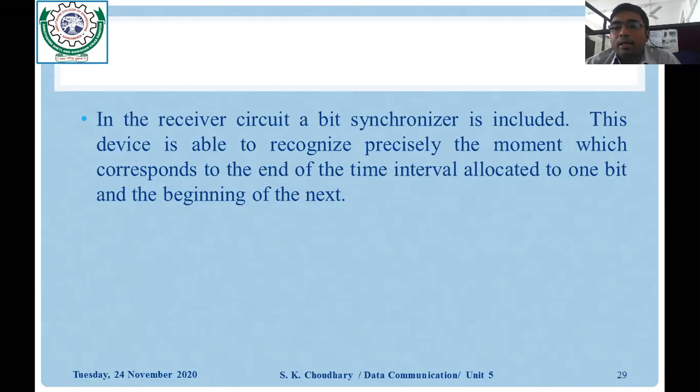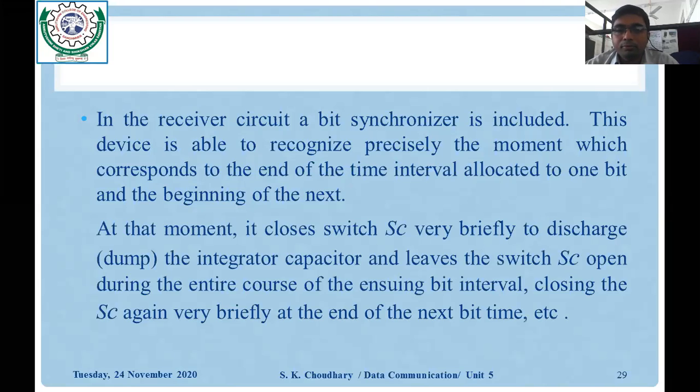Okay, now in the receiver circuit, a bit synchronizer is included. This device is able to recognize precisely the moment which corresponds to the end of the time interval allocated to one bit and the beginning of the next bit. So at that moment, what happens? It closes the switch SC.